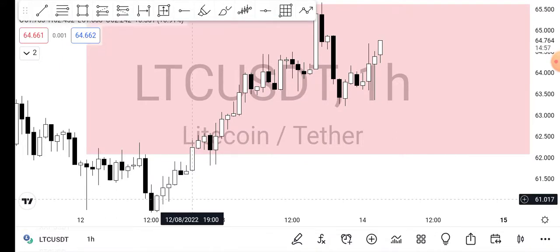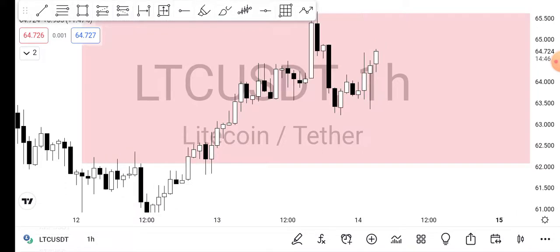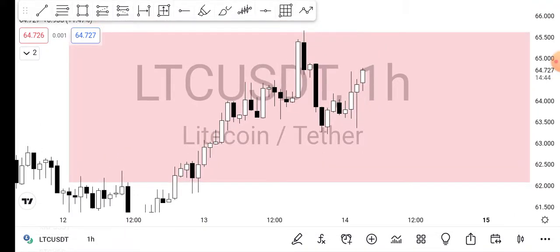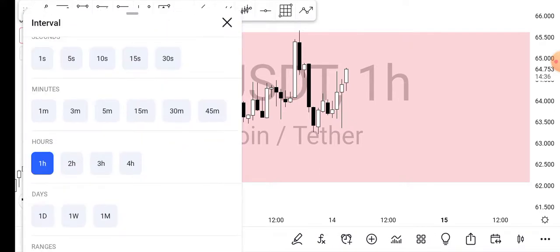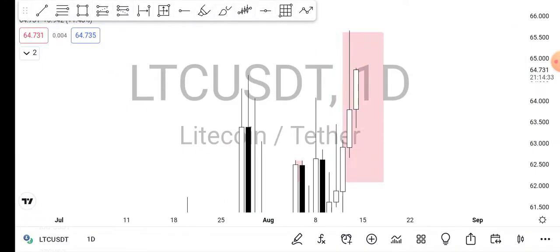Now let's start. 1, 2, 3, up to 34. Not yet up to 48 candles. Why? Because the second candle is still forming.